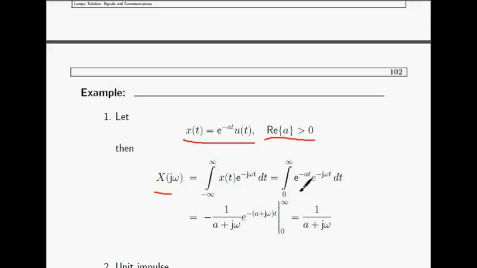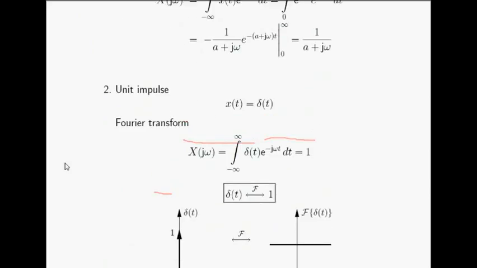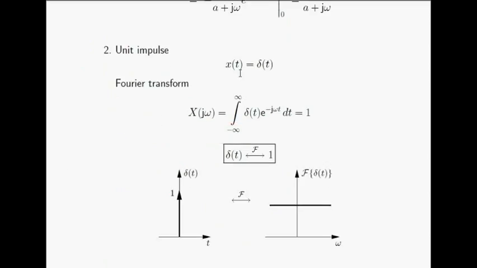So the limit is 0 to infinity, e to the power minus at, multiplied with e to the power minus j omega t dt. Solving the integral, you will get minus 1 upon a plus j omega, e to the power minus (a plus j omega) t, in limit 0 to infinity, which will be 1 upon a plus j omega. Okay, so now let's see the second example, which is unit impulse.